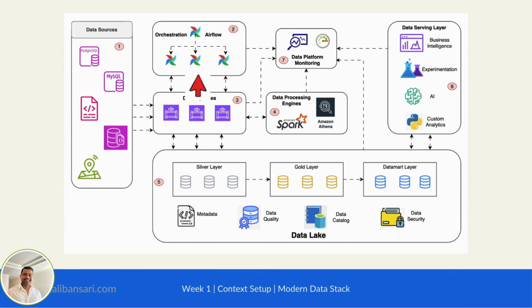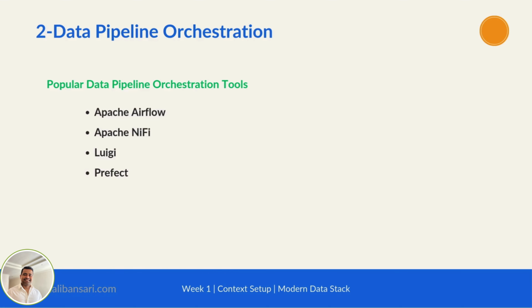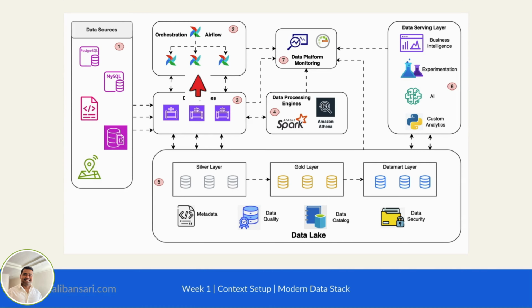So, what are the key features of data pipeline orchestration? The key features and their importance are, first, automation of data workflows. For example, every night, data from your production databases can be extracted, processed, and stored in your data lake without anyone pushing buttons.